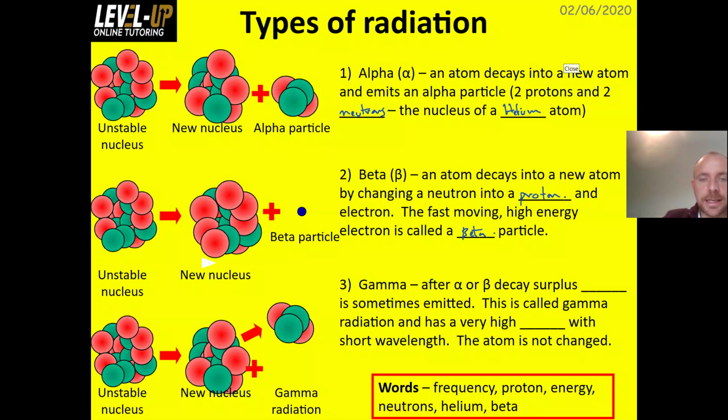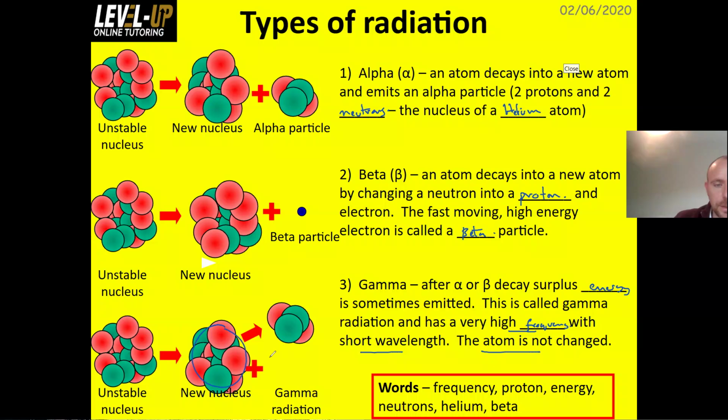So the answer is gamma after alpha or beta decay, surplus energy is sometimes emitted. This is called gamma radiation and has a very high frequency with short wavelength. Yeah, it's just a form of electromagnetic spectrum with a short wavelength and a high frequency. The atom itself is not changed.